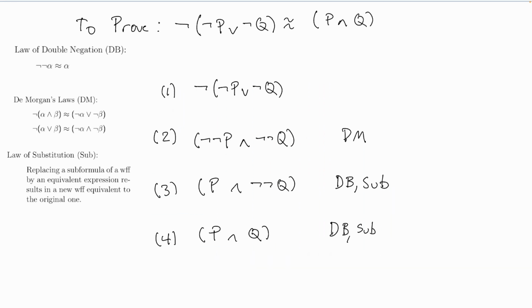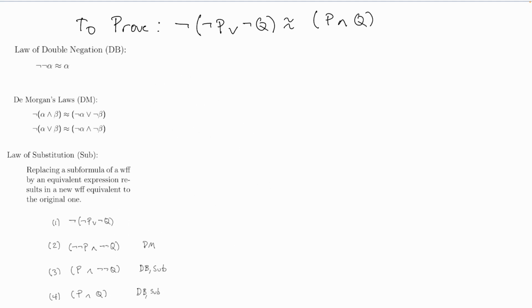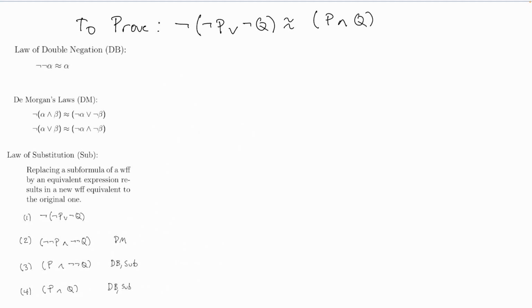Finally, I'll point out that we could have proved the same result in a different way. Rather than starting from not P or not Q and then establishing a chain of equivalences taking us from there to P and Q, we could have gone the other way around. To do the proof that way, we start with P and Q and then write down not not P and Q as line 2, citing the law of double negation.